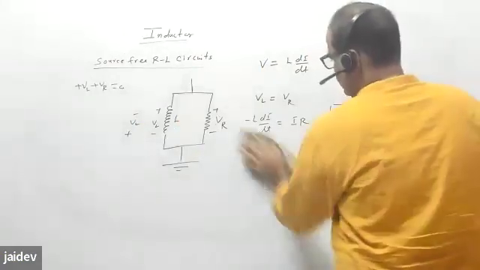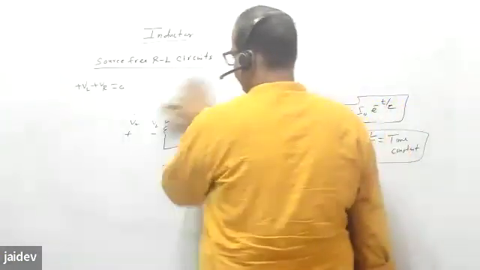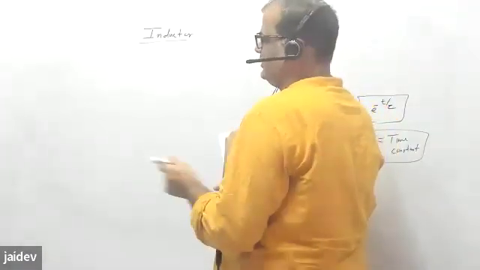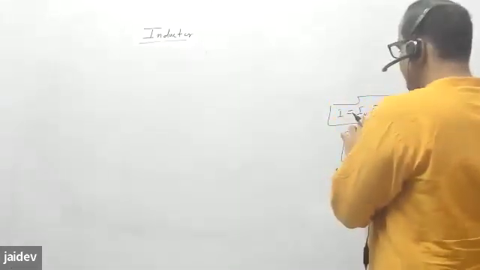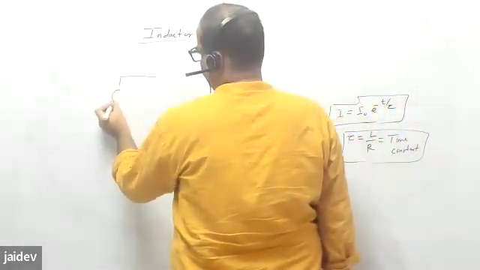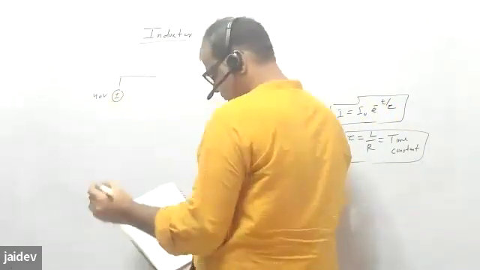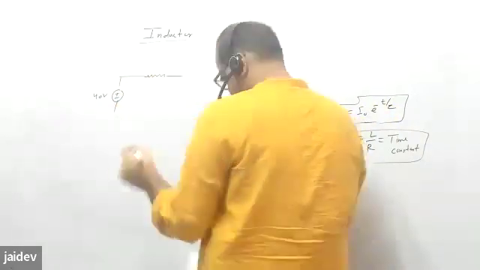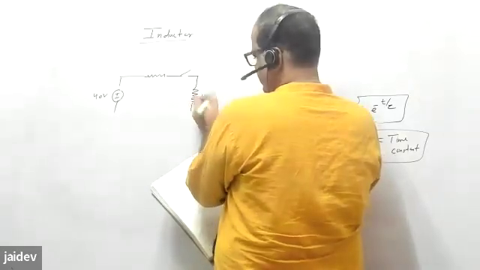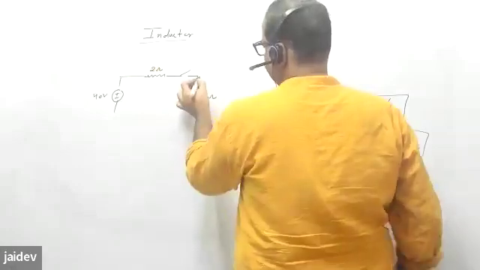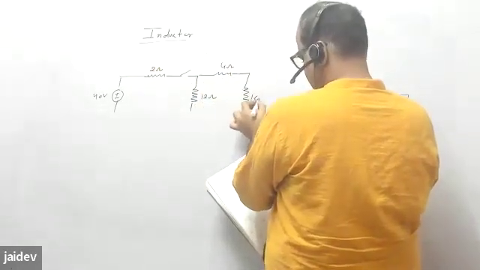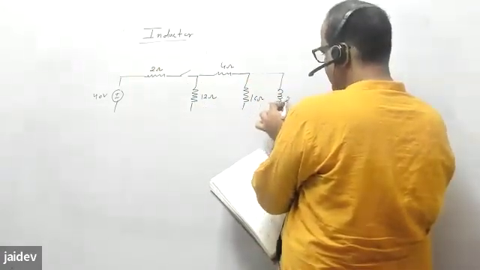So this is a source-free circuit. Here the initial current is I naught, and the final current is 0. The circuit has a 40 volt source and resistors of 12 ohm, 2 ohm, 4 ohm, and 16 ohm, along with a 2 Henry inductor.